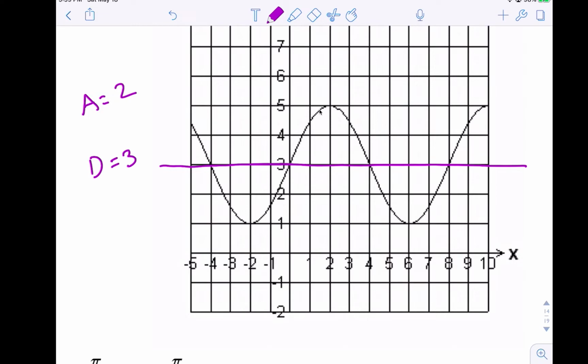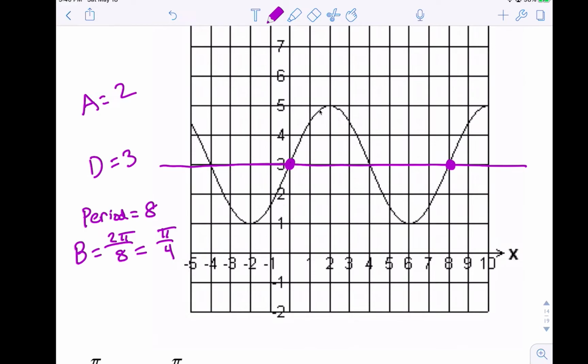Now, what is my period? If I start at 0 and I finish at 8, my period equals 8, so that makes my b value pi over 4. Now remember, if you're starting on an axis value, it's sine. If you're starting on a high or low point, that's cosine.